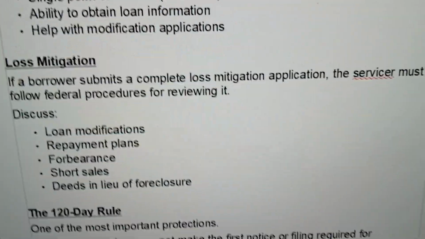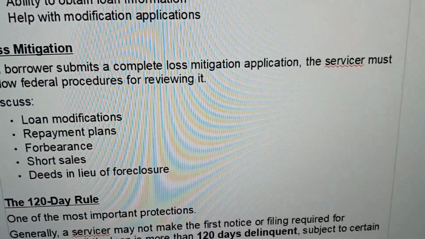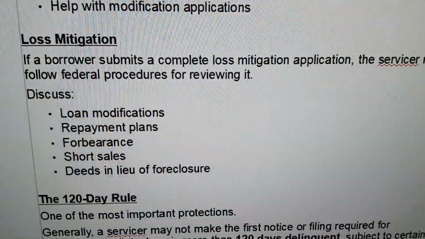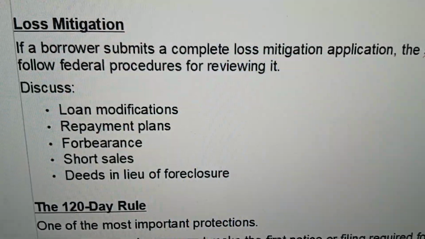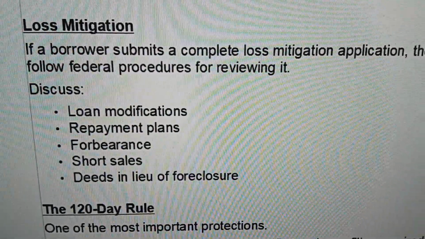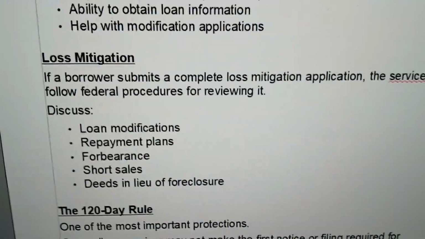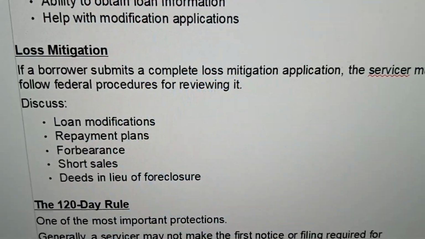Then you have your loss mitigation. If a borrower submits a complete loss mitigation application, the servicer must follow federal procedures for reviewing it. So let's discuss loan modifications, repayment plans, forbearances, short sales, deed in lieu of foreclosure. All these things are in the loss mitigation umbrella.